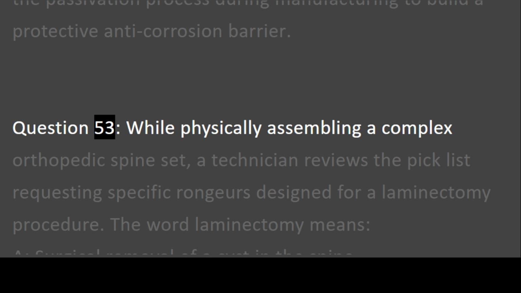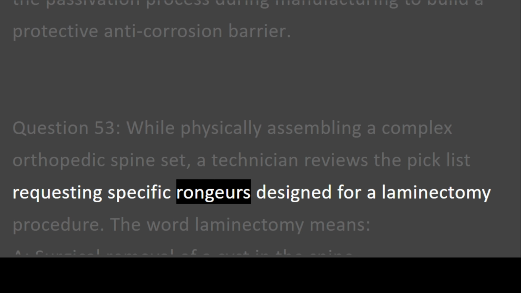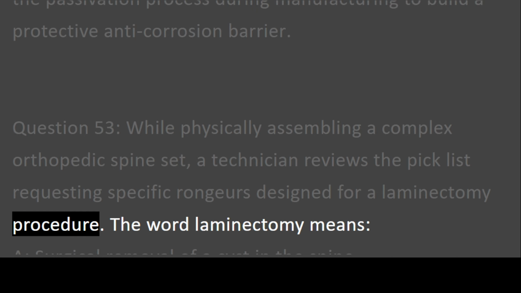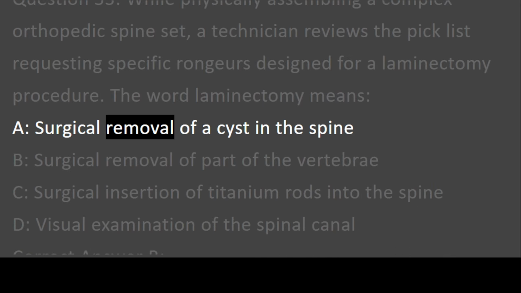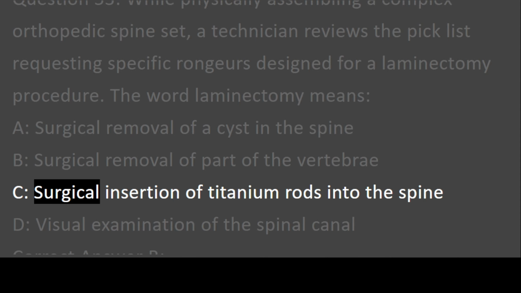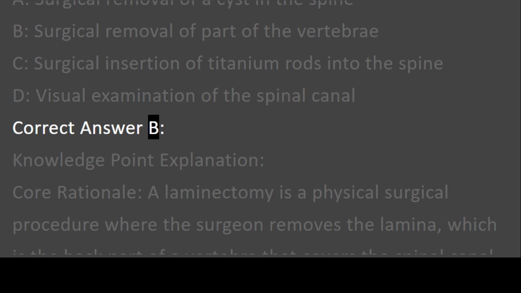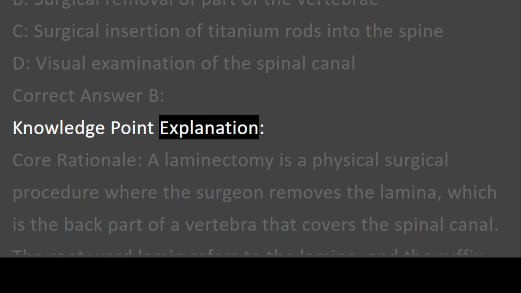Question 53. While physically assembling a complex orthopedic spine set, a technician reviews the pick list requesting specific rongeurs designed for a laminectomy procedure. The word laminectomy means A. Surgical removal of a cyst in the spine. B. Surgical removal of part of the vertebrae. C. Surgical insertion of titanium rods into the spine. D. Visual examination of the spinal canal. Correct answer B.